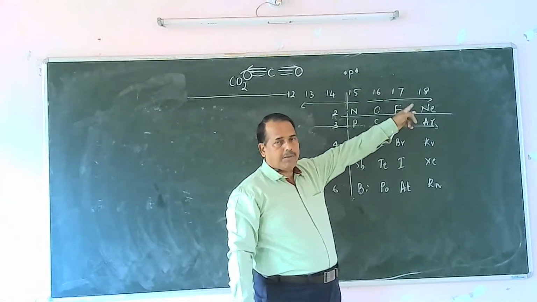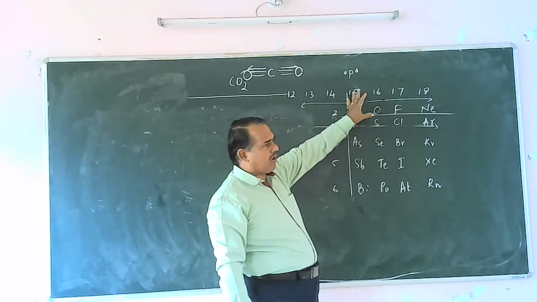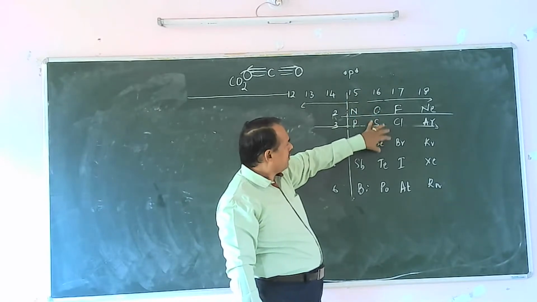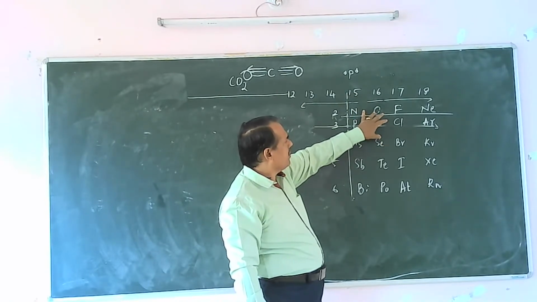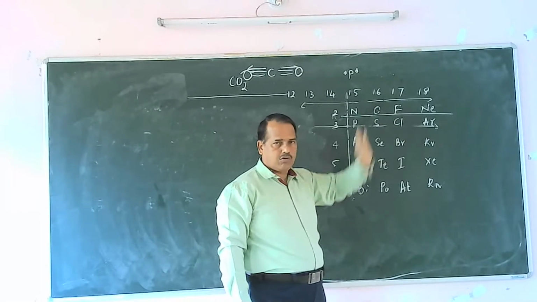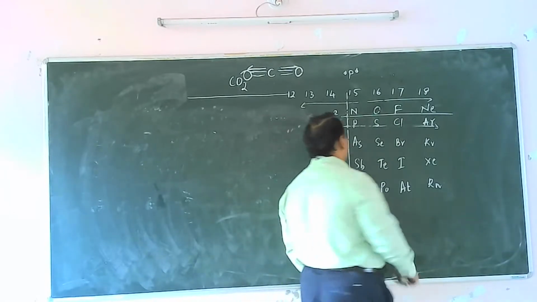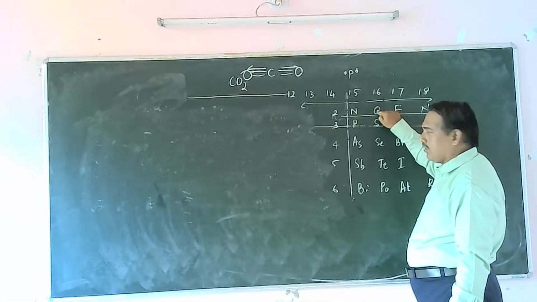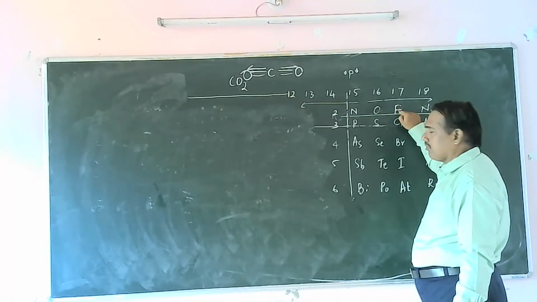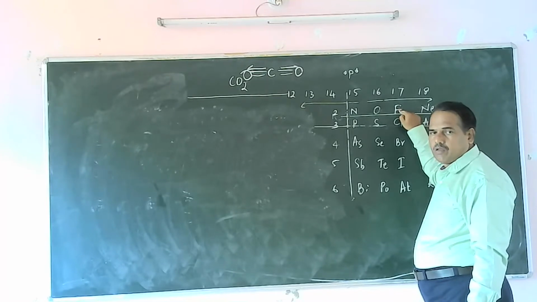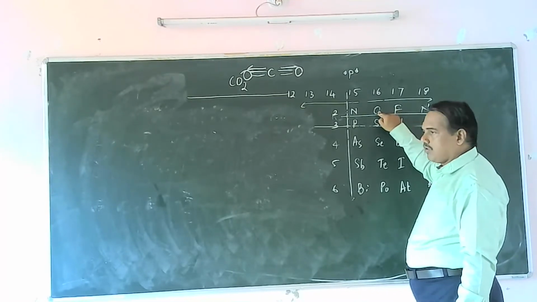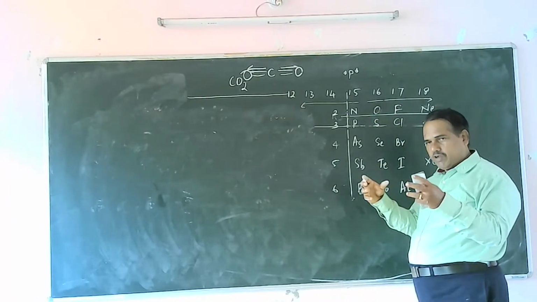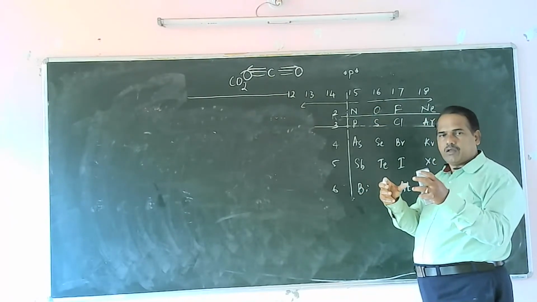In p block elements, we come across covalent bond character and ionic bond character. Covalent bond is nothing but sharing of electrons. The sharing of electrons in a nitrogen molecule, oxygen molecule, and fluorine molecule, we can easily apply. The oxygen molecule is a non-polar one because both oxygen atoms have the same electronegativity.